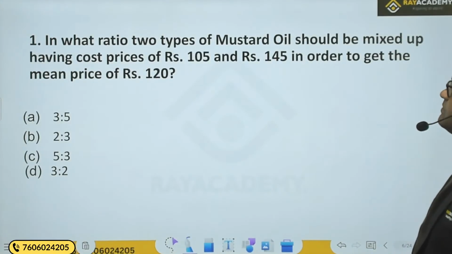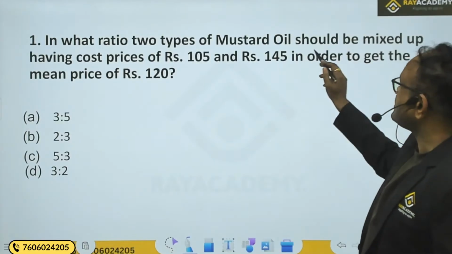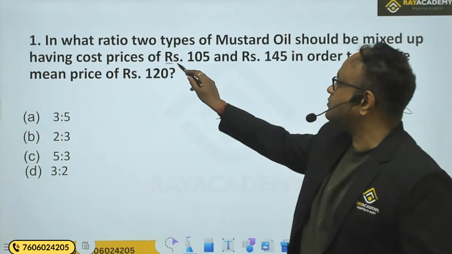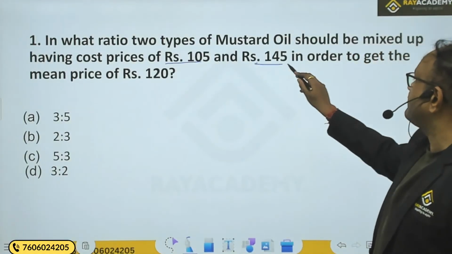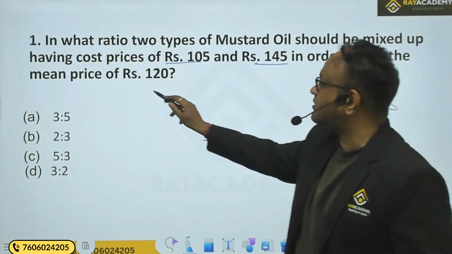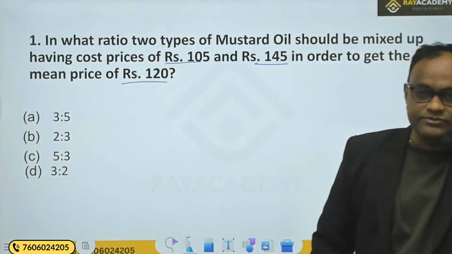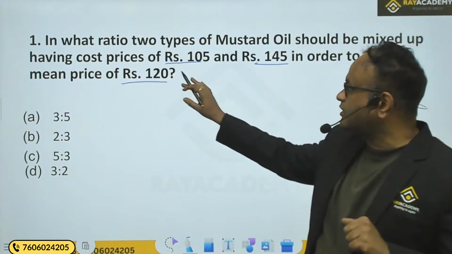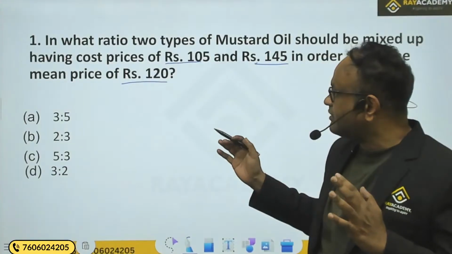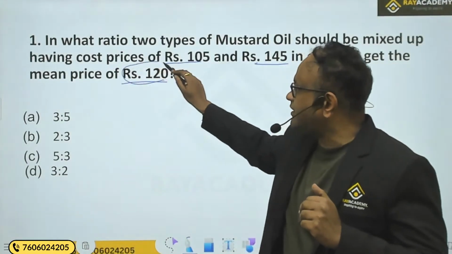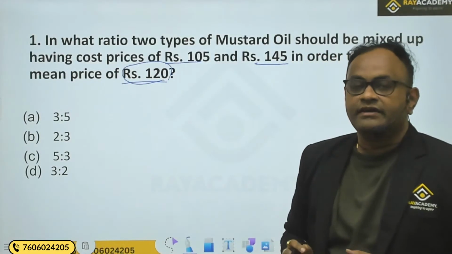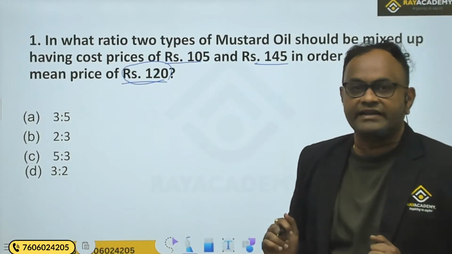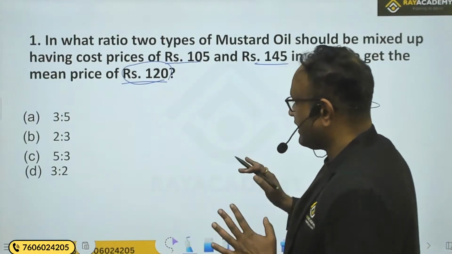In what ratio should two types of mustard oil, having cost prices of 105 and 145, be mixed in order to get a mean price of 120? Okay, this is again a question of mixture. Two mustard oils you are mixing and you are getting a third mixture. Its average price is given as 120. If the average price is given, then better you go by the alligation method. So let us put the alligation method.